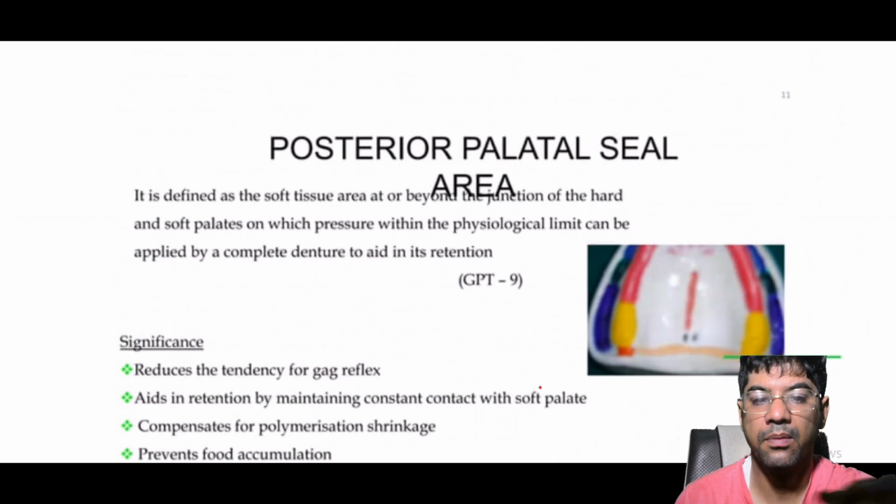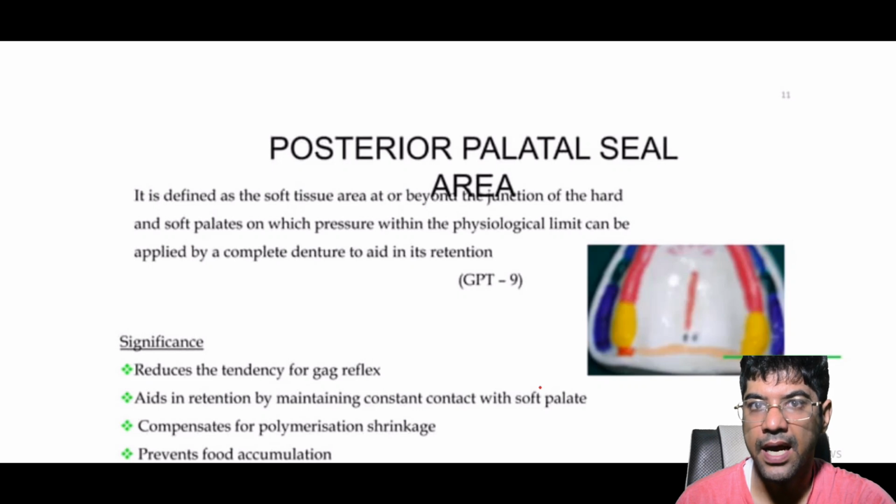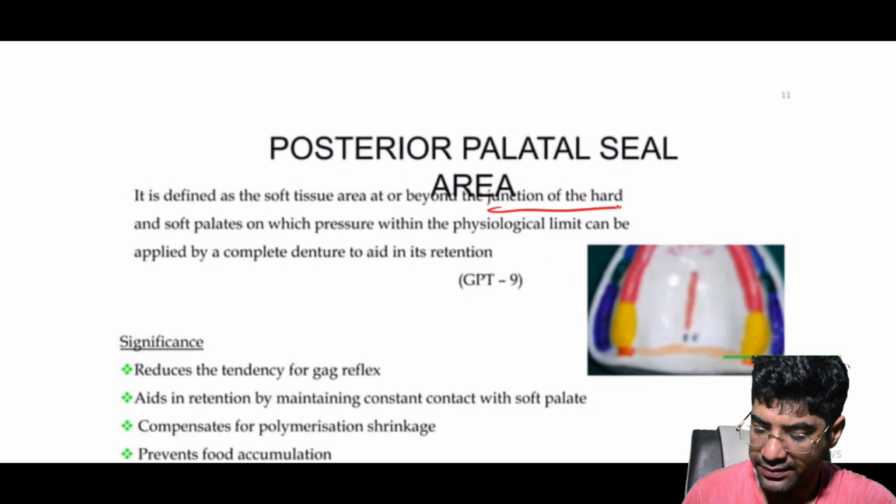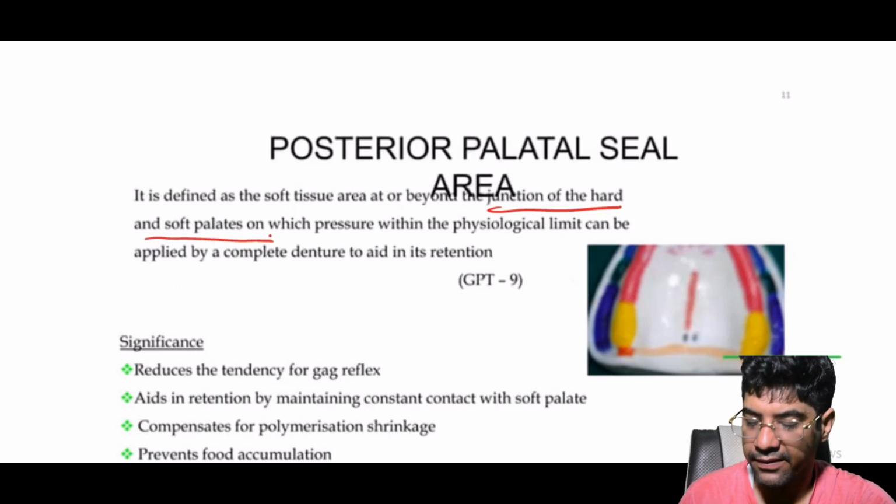Other is the posterior palatal seal. It is also known as post dam. The posterior palatal seal is the soft area at the junction of the hard and the soft palate, on which pressure can be applied within the physiological limit to aid in the retention of the denture.